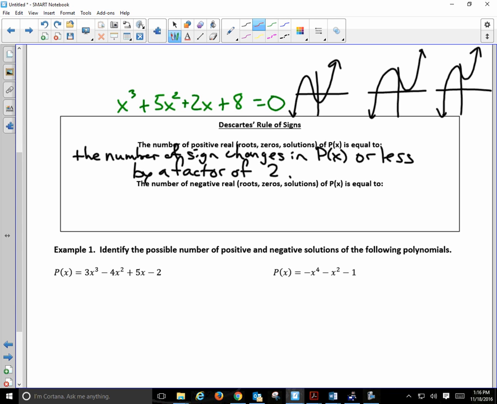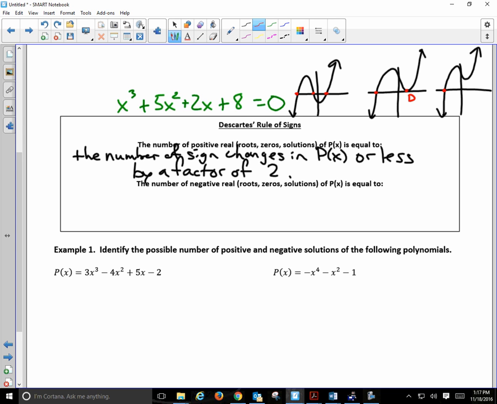The first graph I drew, how many solutions does that graph have? It has 3 real solutions: 1, 2, 3. How many real solutions does the second one have? 3: 1 and a double. How many real solutions does the last one have?